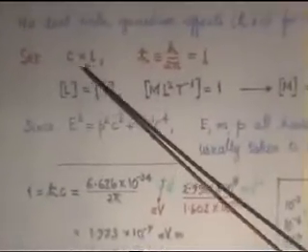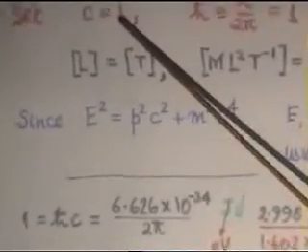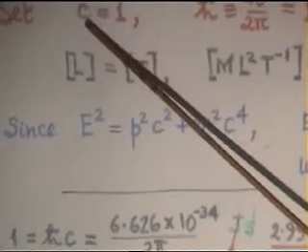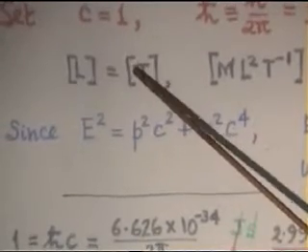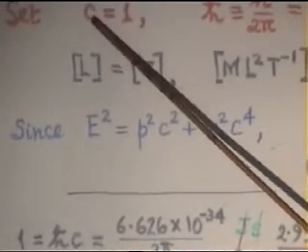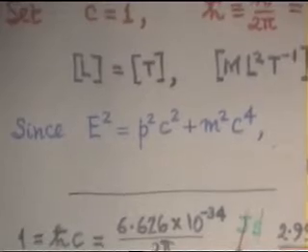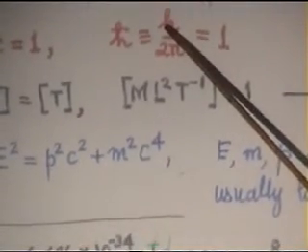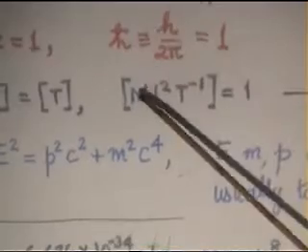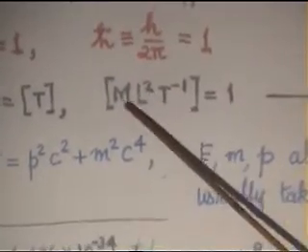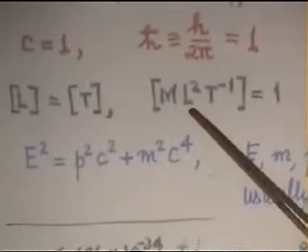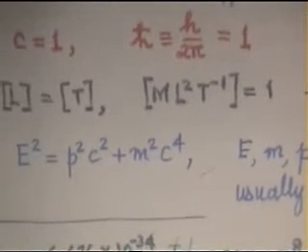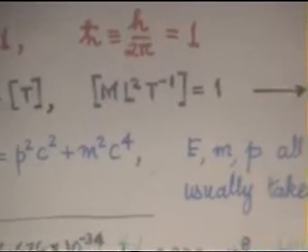Now, if you set the velocity of light equal to 1 in these new units, this means that length has the same dimensions as time, because that's a velocity. Planck's constant is an angular momentum, a mass times a distance times a velocity, and that's equal to 1. Now, if L is equal to t, you see from this that mass has the inverse dimensions of length.